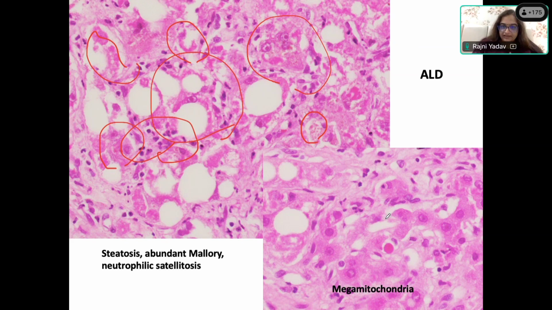Then if we see here, there is this red structure. This is bigger than an RBC and it has the color of that. So this is a mega mitochondria. This is seen in alcoholic liver disease. And it is a bad prognostic feature if you see the presence of mega mitochondria.